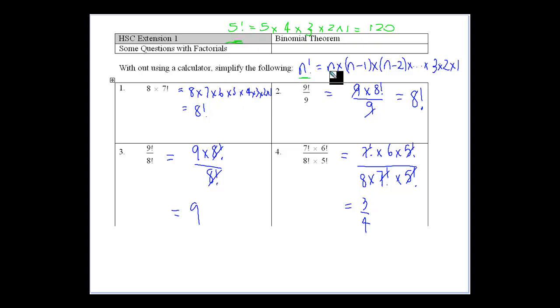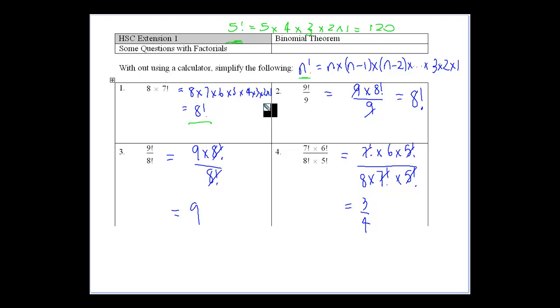So n factorial would be n times n minus 1 times n minus 2, and keep going to end up with 3 times 2 times 1. So whatever n starts off as, it then moves down by one, and we get the product of those numbers. If we're looking at some of the ways to simplify these, 8 times 7 factorial: well, 7 factorial is 7 times 6 times 5 times 4 times 3 times 2 times 1. We multiply it by 8, and that would be another way of writing 8 factorial. So what we want to do is work out all these little tricks as we go through, to write 8 times 7 factorial as 8 factorial.